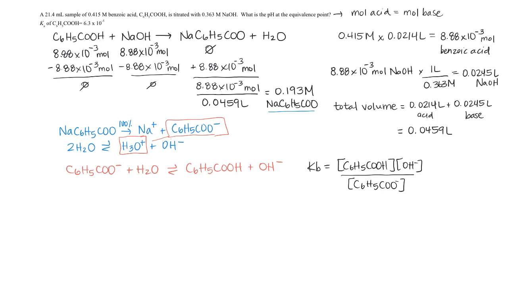And we will also need to calculate the Kb of benzoate, the conjugate base of benzoic acid, using the Ka. Kw equals Ka times Kb, where Kw is the ion product of water, which we will divide by the value of Ka given. And our Kb is equal to 1.6 times 10 to the minus 10.